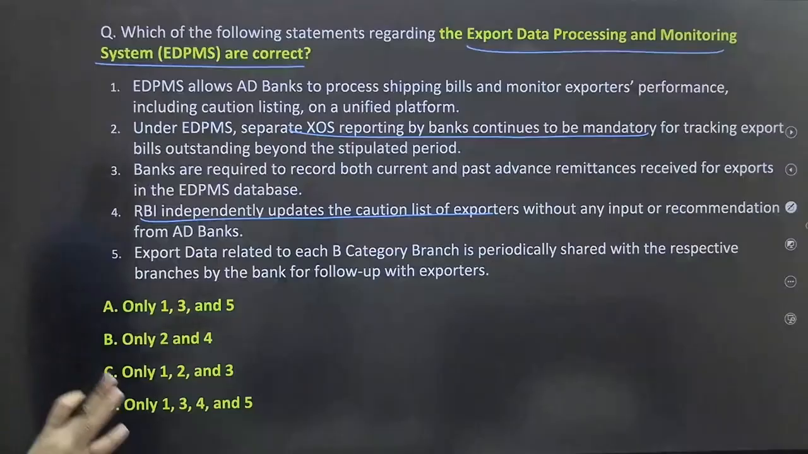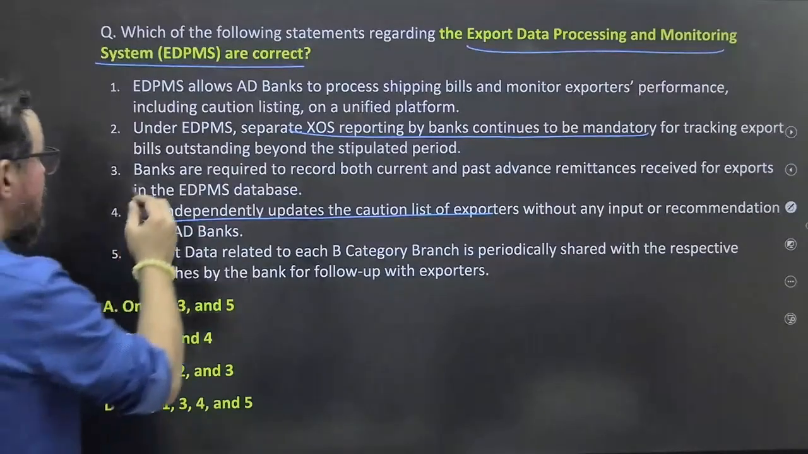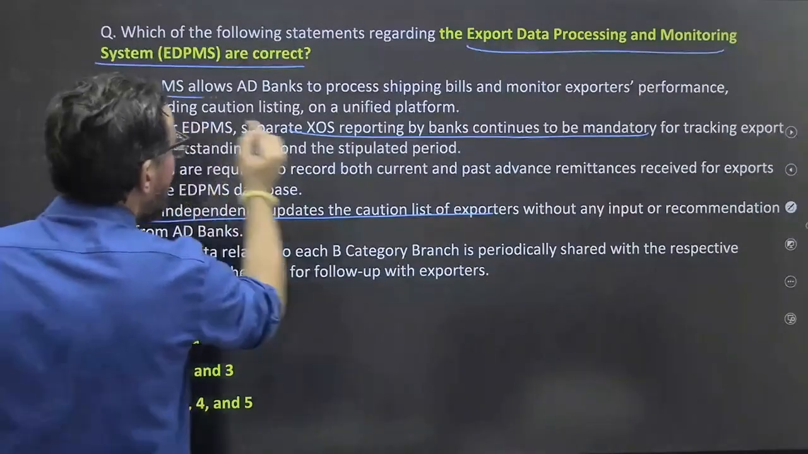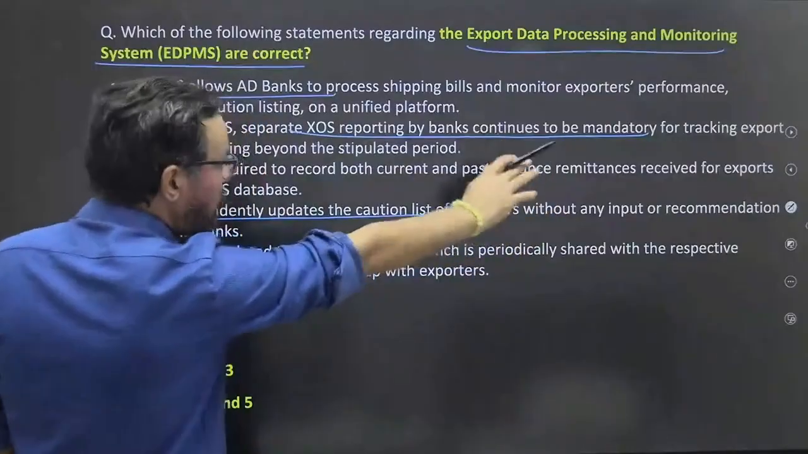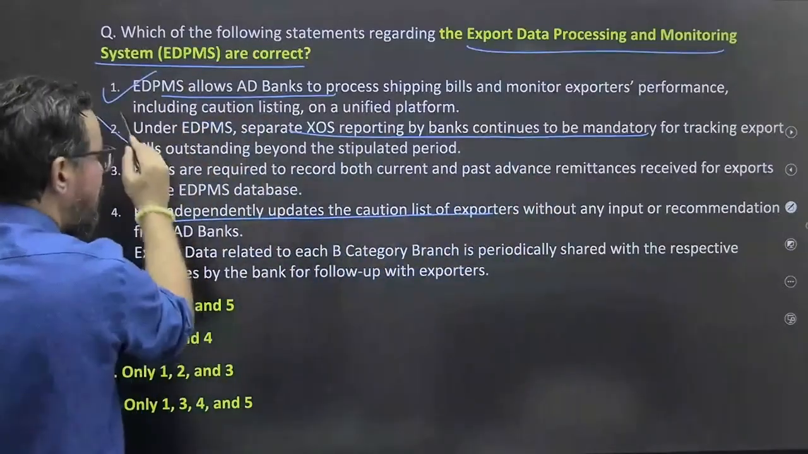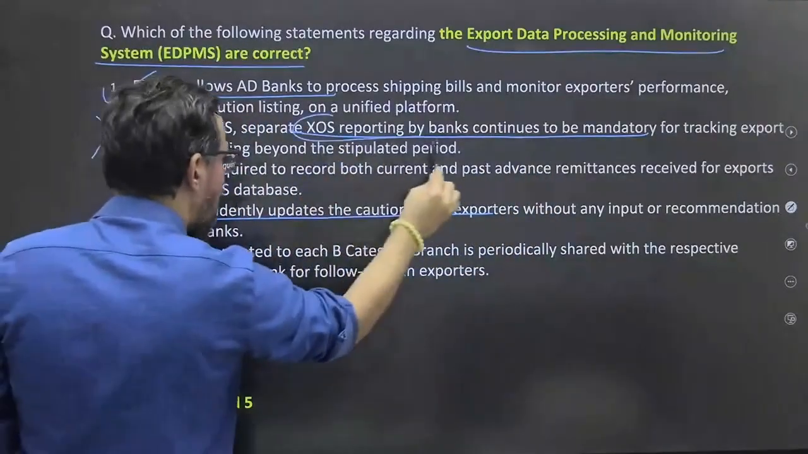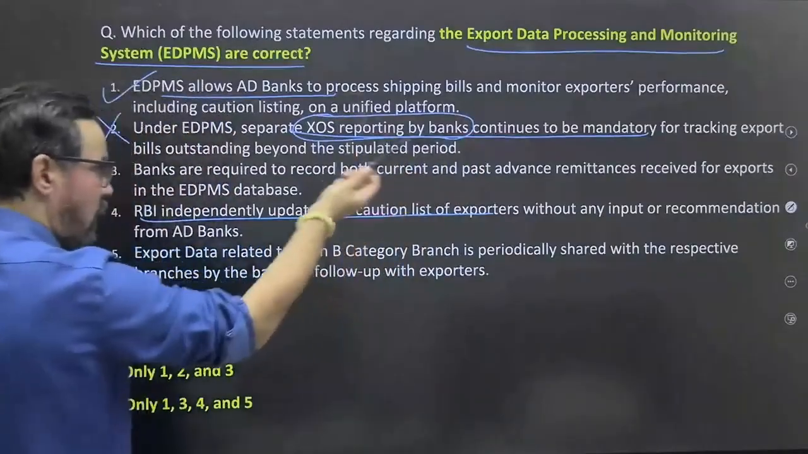Okay, so what will be the correct answer? Statement 1, EDPMS processing bills and monitoring, this is 100% true. Yeah, this statement is wrong. Nowadays this is not required. Okay? Earlier it was required, but now it is not mandatory. Okay?